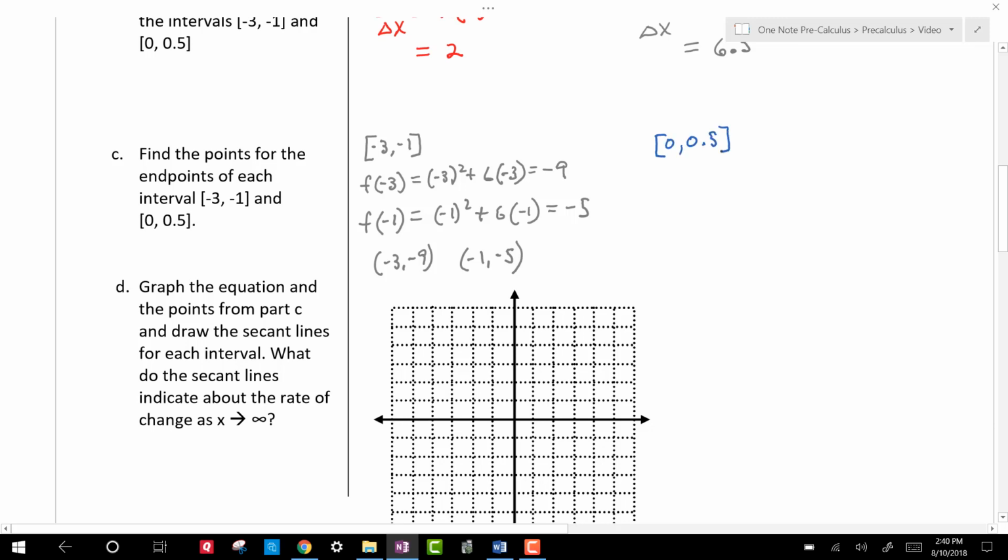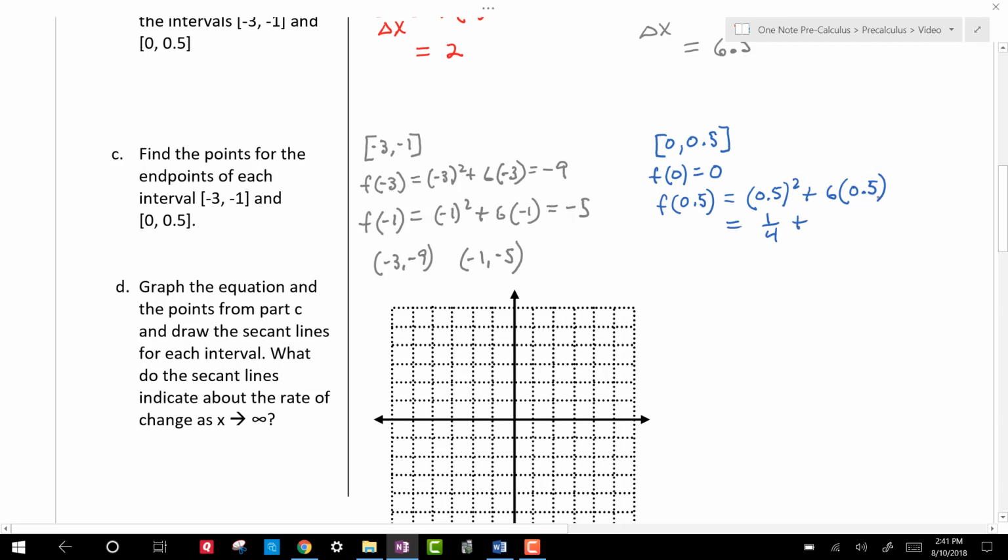Well, 0 is going to be an easy one to plug in, because f of 0 is 0 squared plus 6 times 0, which is 0. Nice. F of 0.5, not so nice. So let's see what we got here. F of 0.5 is going to equal 0.5 squared plus 6 times 0.5. Now, for some of you guys, it might just be easier to think about the 0.5 as a half, because a half times a half is a fourth. So I can do that, or I could do 0.25.